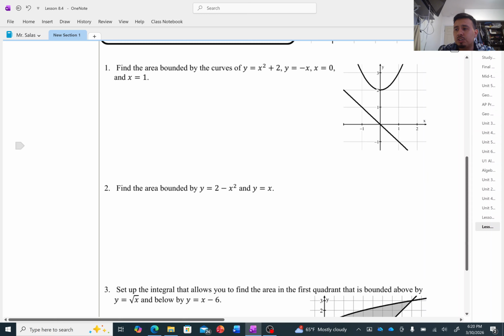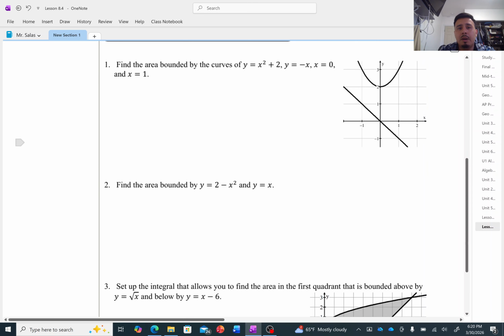Let's look at question 1. Find the area bounded by the curves of y equals x squared plus 2 and y equals -x, where x is equal to 0 and x is equal to 1. That gives us a lot of information. We have to set up our integral. How do I know which one's top, which one's bottom?